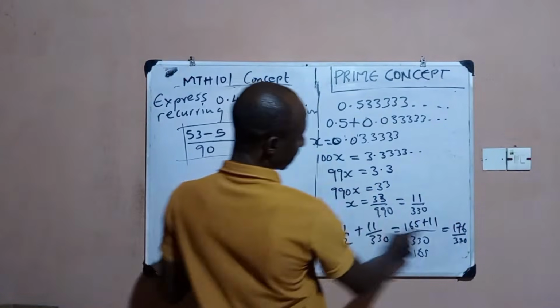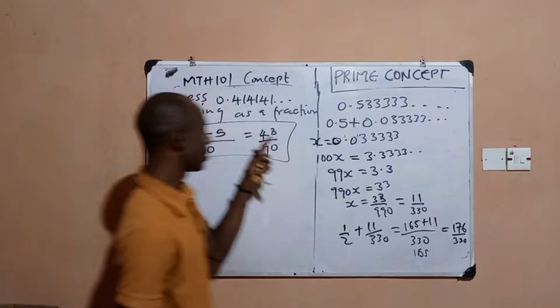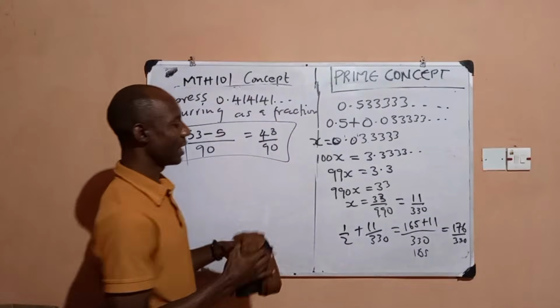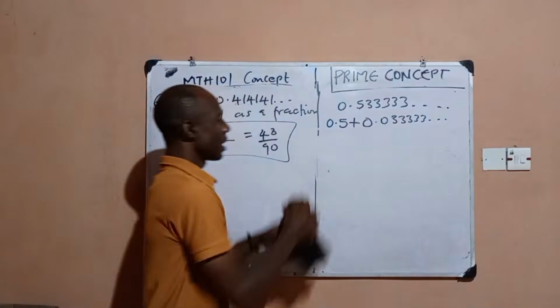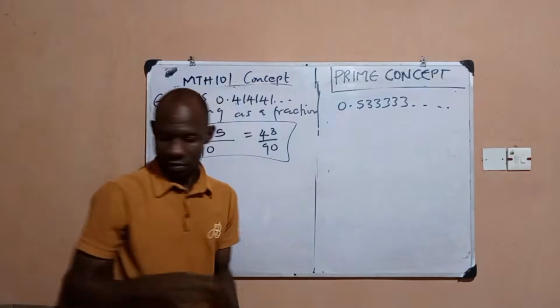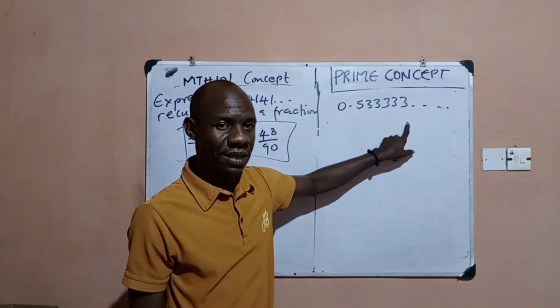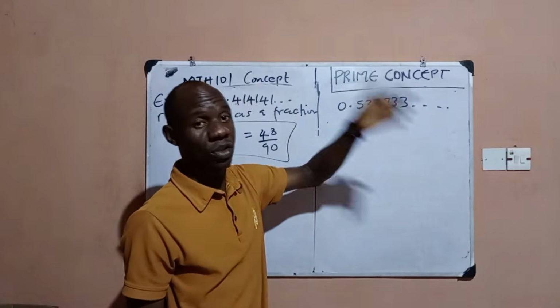I have solved this and the answer is 176 over 330. You can reduce this to still give you 48 over 90. You can even still reduce this 48 over 90. Now, let me explain since you say you don't understand. Now, this is the question. The question says you should write this as a recurring decimal. I want to show you the shortcut.